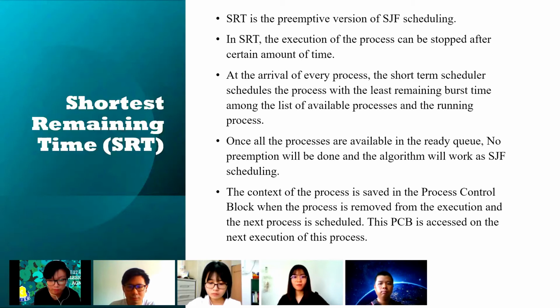The context of the process is saved in the process control block, which is the PCB, when the process is removed from execution and the next process is scheduled. This PCB is accessed on the next execution of this process. This is known as a context switch.